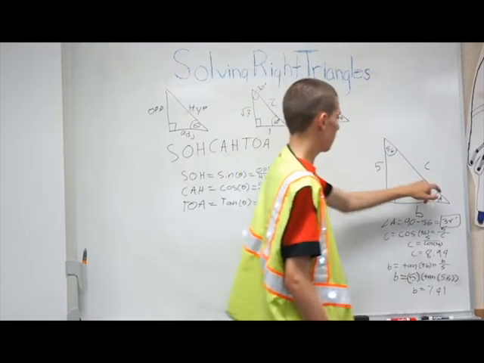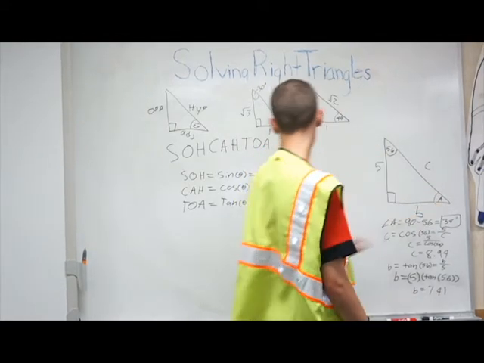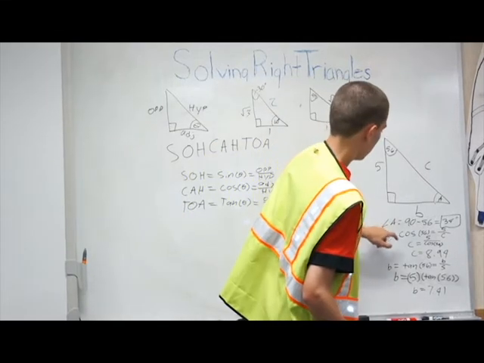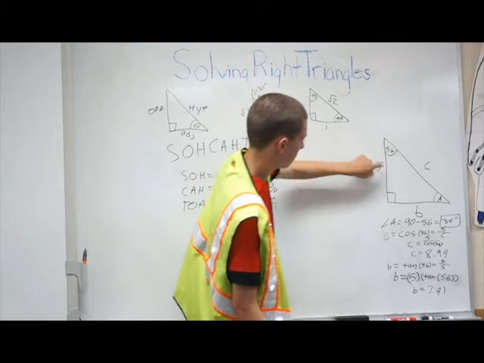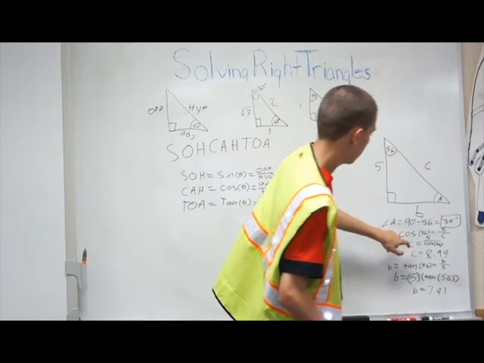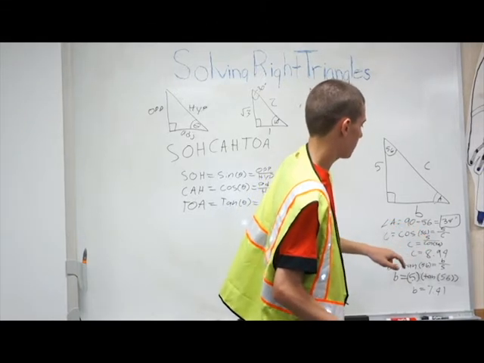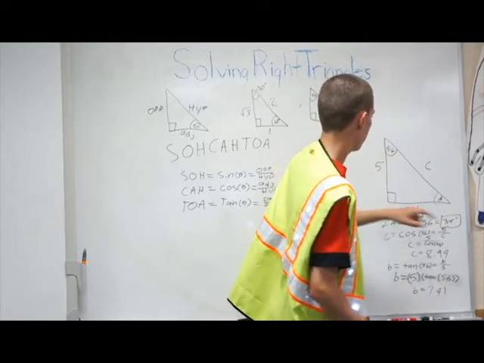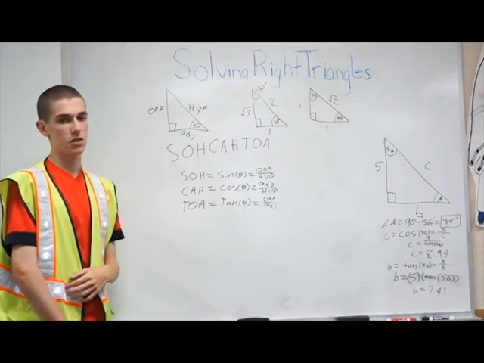And to solve for the hypotenuse, you can use cosine because you have an adjacent side and you're solving for the hypotenuse. So you can get that cosine of 56 equals 5 over c, or simplified, c equals 5 over the cosine of 56. And if you plug that into your calculator, you should get 8.94 for the hypotenuse, and the triangle is solved. So that's how you solve right triangles using basic trig.